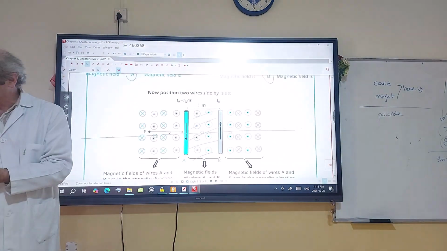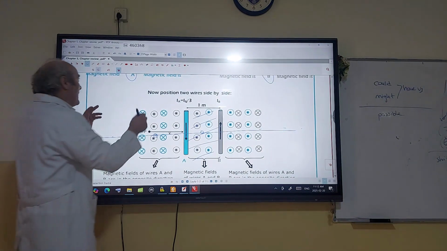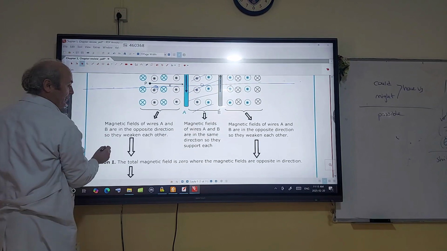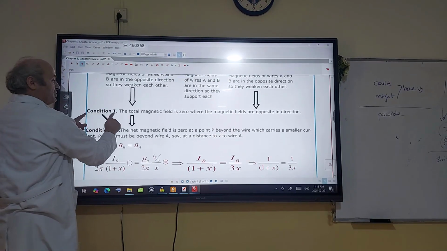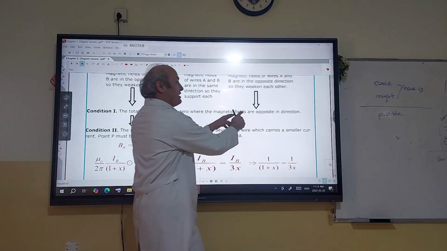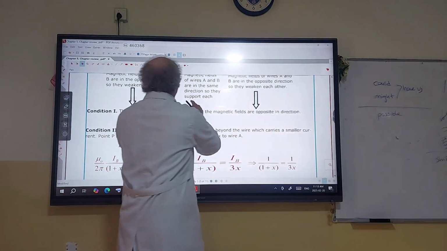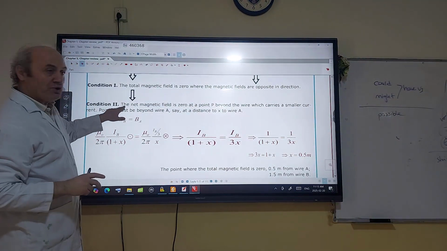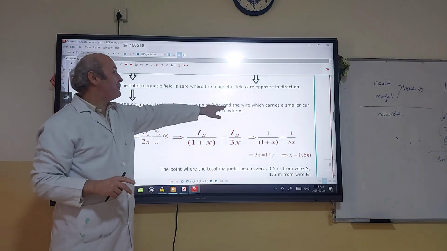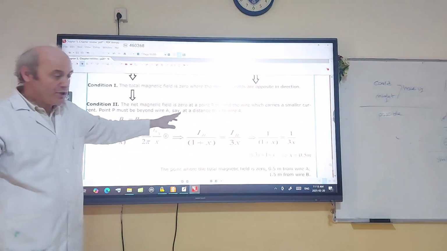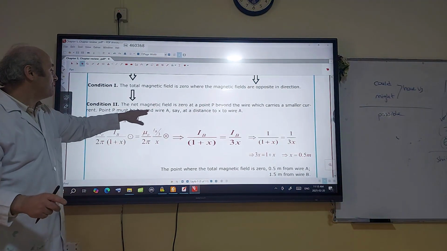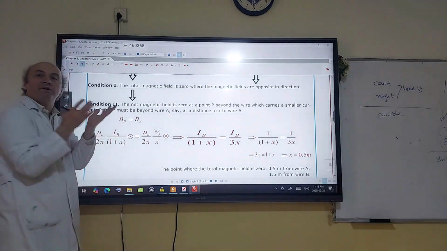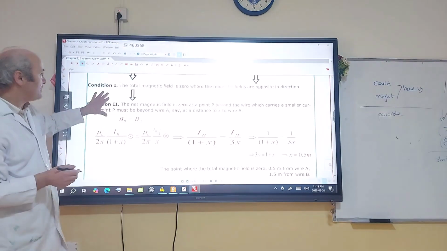Mathematically known as x. Then I will write the magnetic field for each wire at this point. So condition 1, the total magnetic field is 0 where the magnetic fields are opposite in directions. Here is the point. Condition 2, the net magnetic field is 0 at a point beyond the wire which carries the smaller current, and the point must be beyond wire A. So also their magnitudes must be equal to each other. Then I'm going to write their magnitudes.